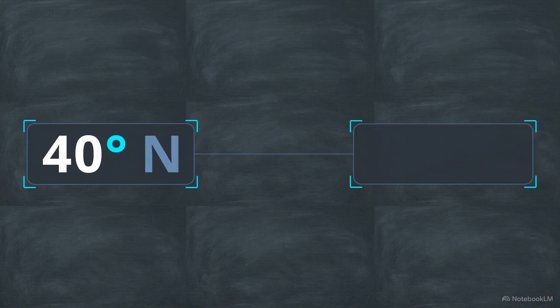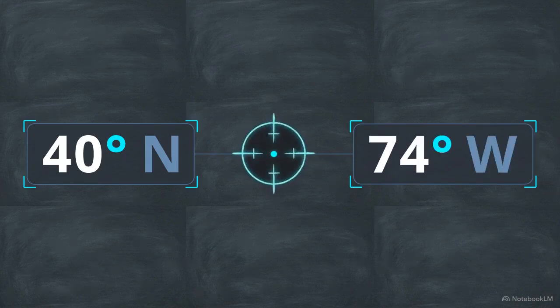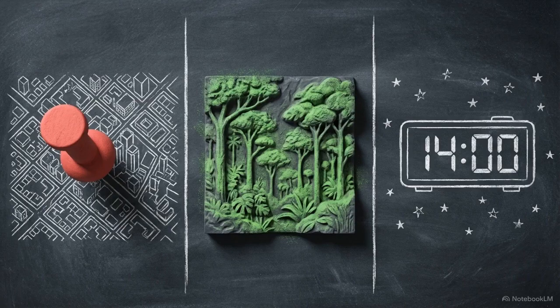This means that by using just 2 numbers and 2 letters, you can determine the location, the climate, and the time of any point on Earth.